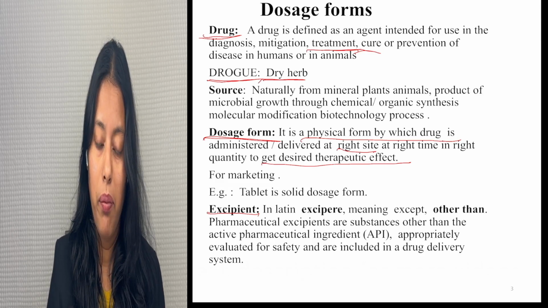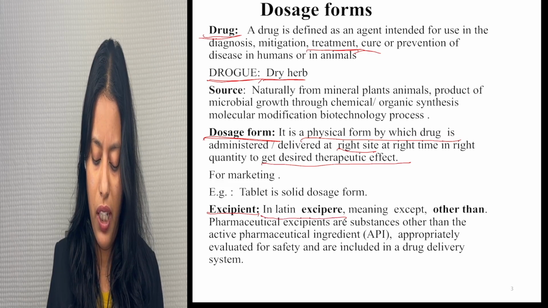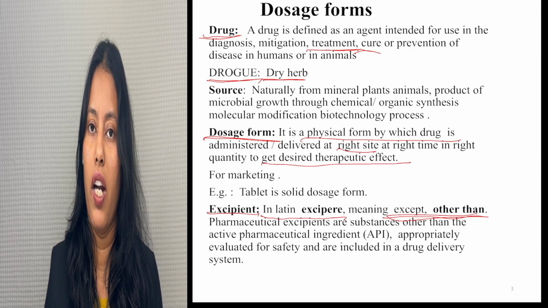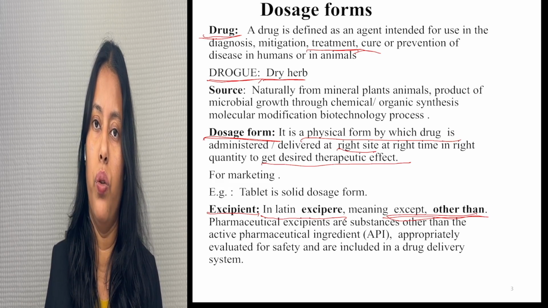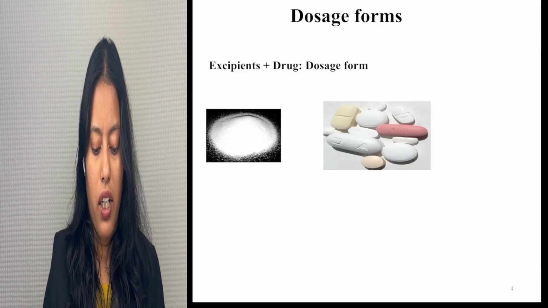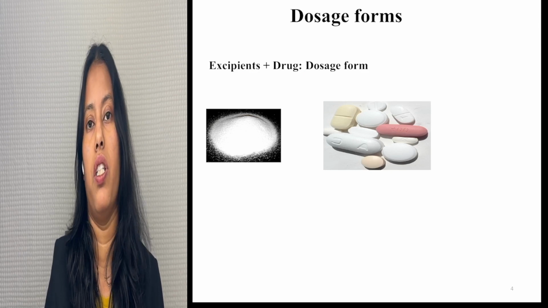So this term is a Latin term, excipient, which means other than or except. So anything other than the drug is called an excipient, and excipients are used to make the formulation. Excipients plus drug will give you the dosage forms.